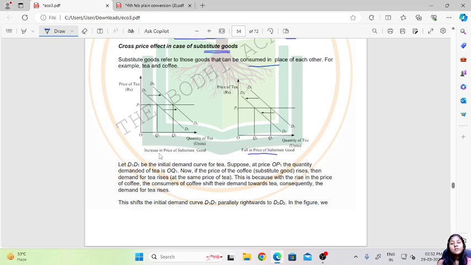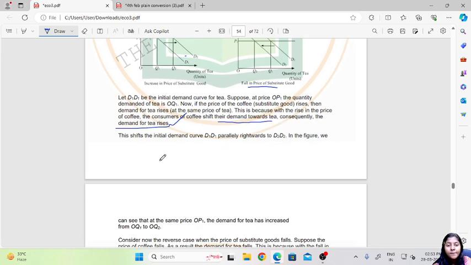So increase in price of substitute goods: let D1 be the initial demand curve for tea. Suppose at price OP1, the quantity demanded of tea is OQ1. Now, if the price of coffee rises, then demand for tea will rise at the same price of tea. This is because with the rise in the price of coffee, the consumers of coffee shift their demand towards tea. Consequently, the demand for tea rises. The same cases are explained over here.